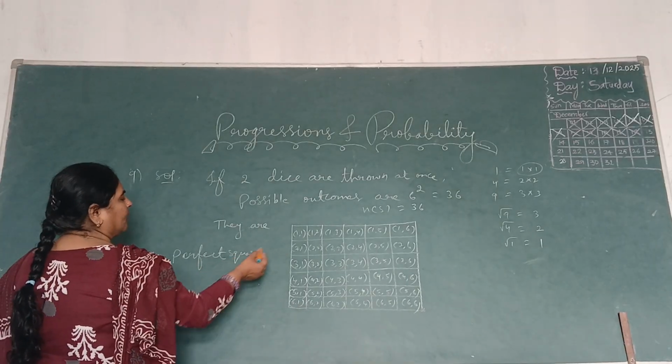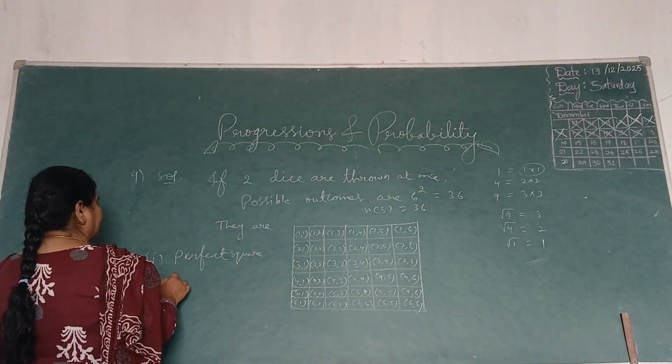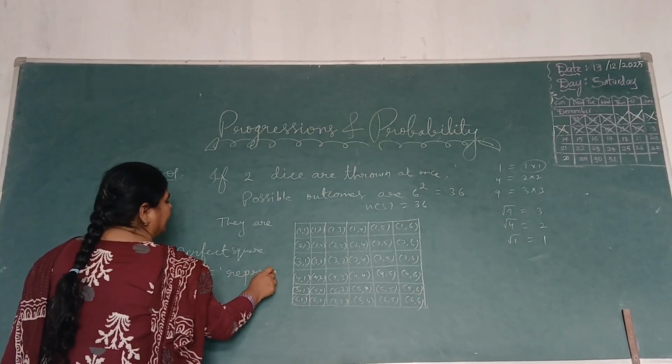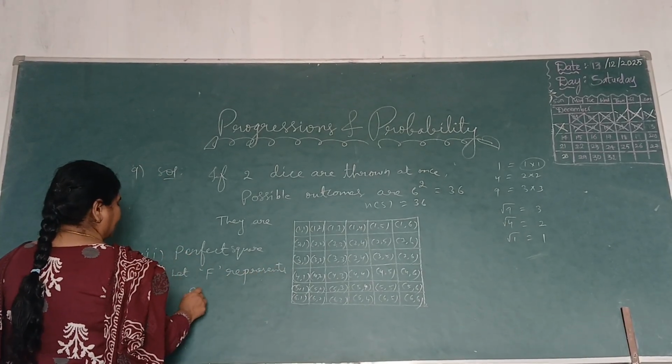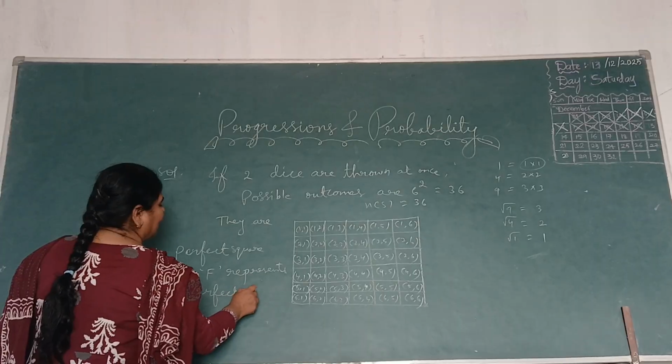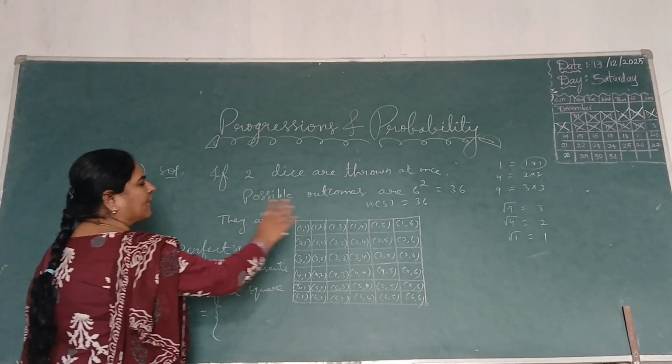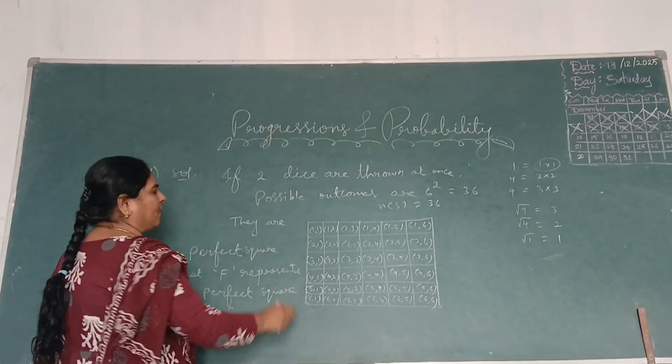So in these, let me write up. First of all, let me list as some F I am representing. Let F represent perfect square. Let me list out what comes under perfect square when we add.